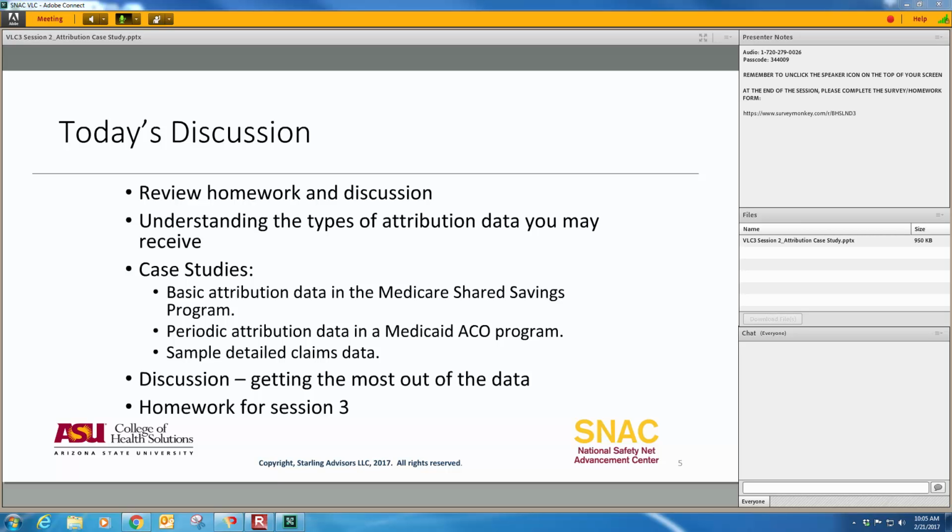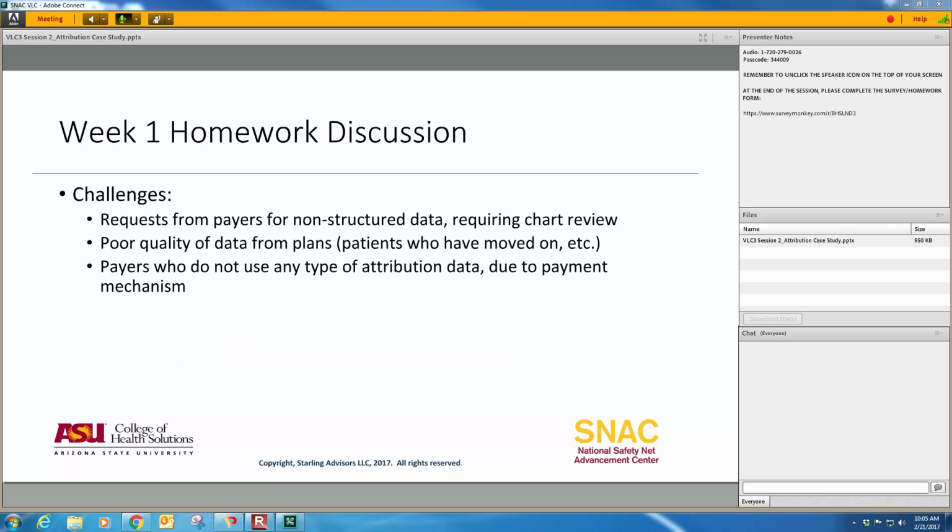We will have some really light homework for you before session 3, and that will bring us to the conclusion of our discussion today. So we asked you in the homework what some of your challenges were as it related to the process of linking the payer's patients to your organization. And some of the feedback we got was that you received a lot of different types of requests from payers. Some of it was non-structured data, and so there was a lack of efficiency in interacting back and forth between the plans.